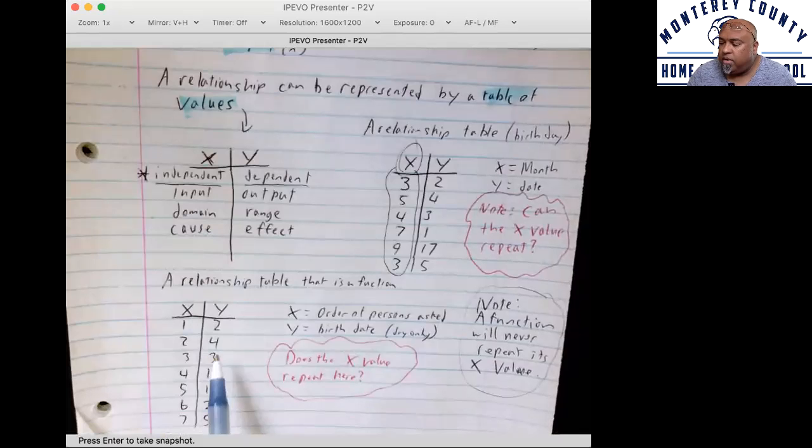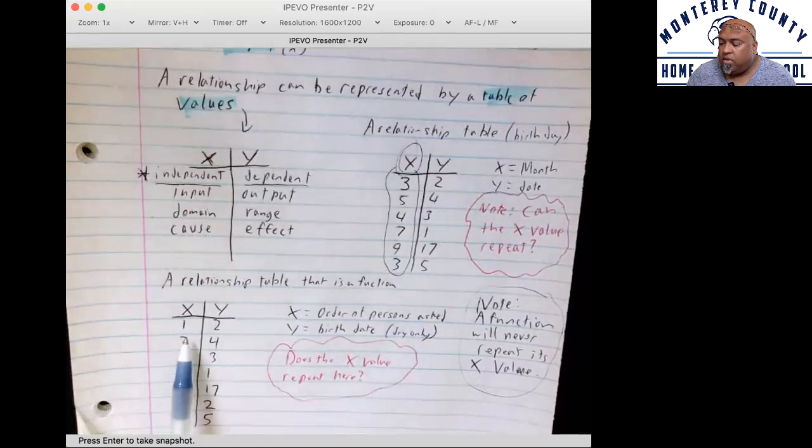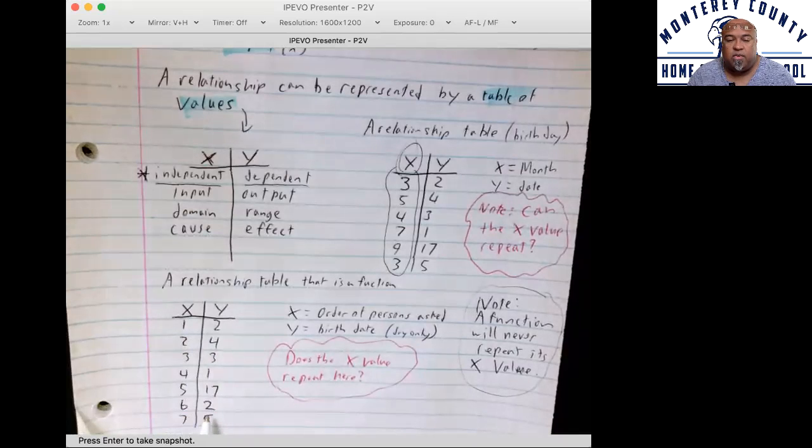So continuing on, the birthdays here: the first number, or the X value, is the number in order of which I asked people. The Y value would just be the day only. So let's look at the question. Does the X value repeat here? Now it does not repeat here.